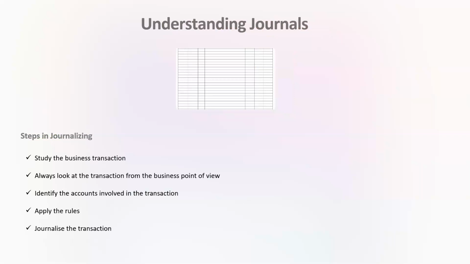If there is a purchase or sales, whether it is a cash transaction or a credit transaction, and whether the owner has invested or withdrawn from the company's account. So identify the business transaction, and always look at the transaction from the business point of view. Whether it is income coming into the business, or going out of the business. You have to make that very clear and identify the accounts involved in the transaction.